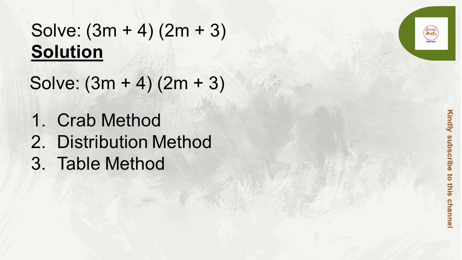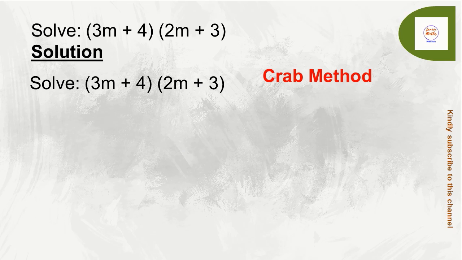Let's go on to solve 3m plus 4 into bracket 2m plus 3. Now we are going to be talking about the different expansion methods. This expression is now multiplying two brackets. So there are many ways you can solve this, like I've listed on the screen. So we'll be trying each of the methods.